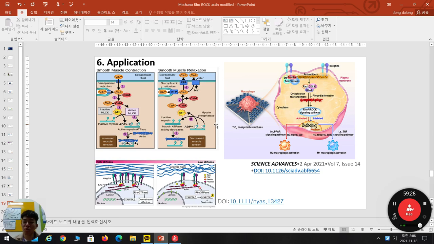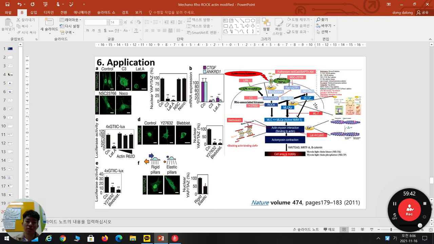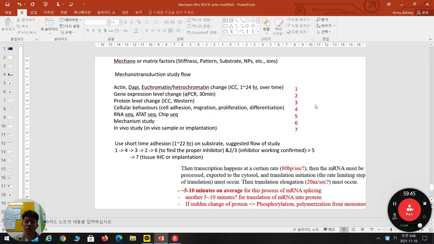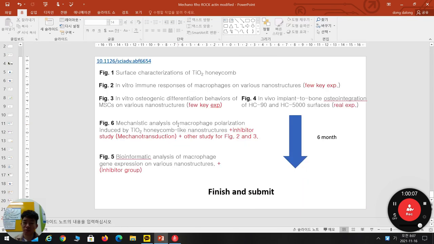So I will show you many examples of how they show them. Anyhow, for making this kind of schematic image, you have to do inhibitor studies. Is this inhibitor working or not working? So this is what I suggest. And then I will show you, for understanding mechanobiology, how to do your experiments efficiently. First, actin and DAPI staining, and qPCR, Western, cell behavior, sequencing, mechanism, inhibitor, in vivo. So what is the best way to save your time for understanding mechanotransduction? Thank you.